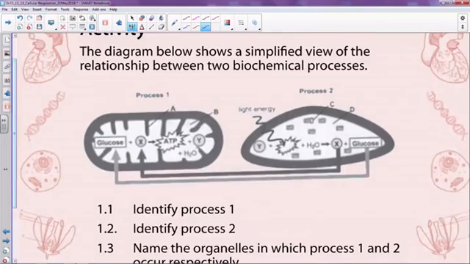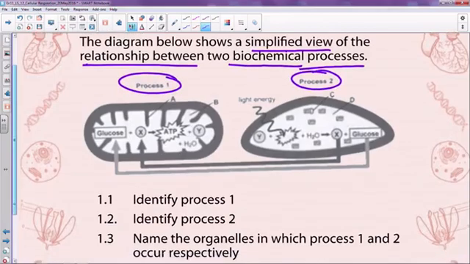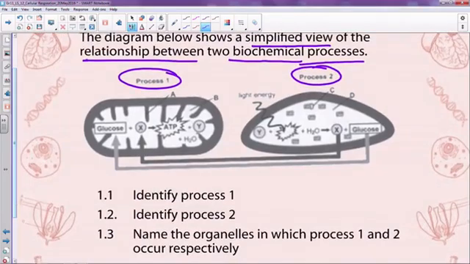The diagram below shows a simplified view of the relationship between two biochemical processes. Here we're seeing process 1 and process 2, and it shows a relationship between these two processes. Let's study the diagrams. Here we see a glucose molecule. We see a structure here with a lot of folds. I'm not giving away any clues yet.